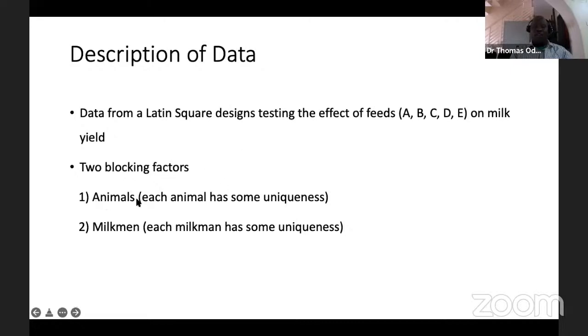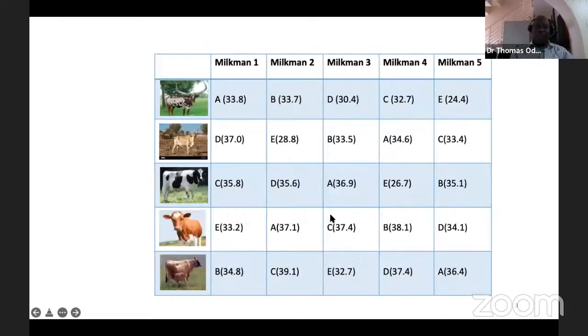We are going to block using animal. We believe that each animal has some uniqueness and there are differences as you move from one animal to the other. And then the second one, we also block using the milkman. We also think each milkman could have some uniqueness that may affect the outcome of your study. So this is how the experiment could look.